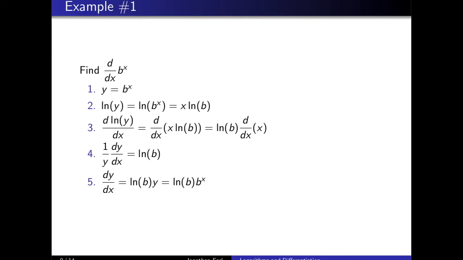Okay, so now we'll isolate for dy by dx, knowing that our derivative on the left will be 1 over y dy by dx, and that'll give us dy by dx is ln b times y, and y we said is b to the x, so our derivative here is going to be the natural logarithm of b times b to the x.